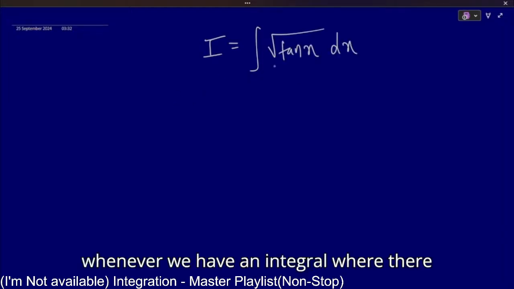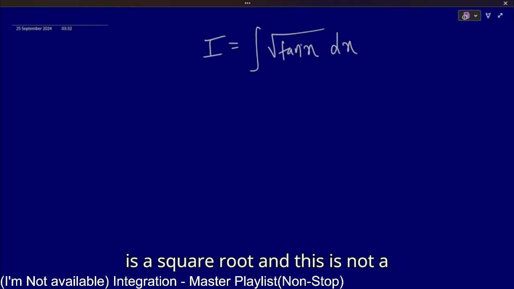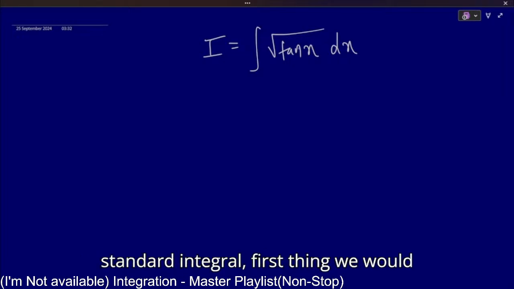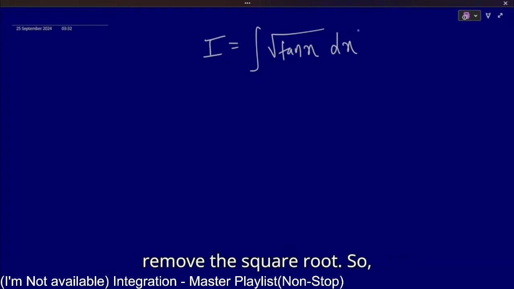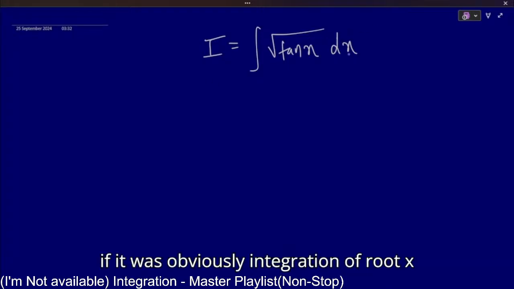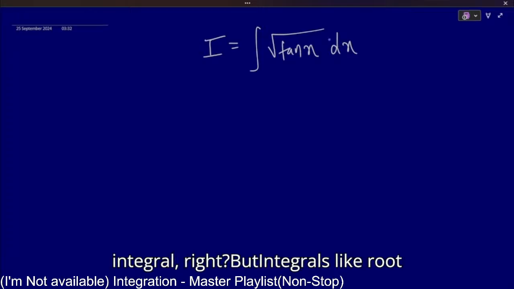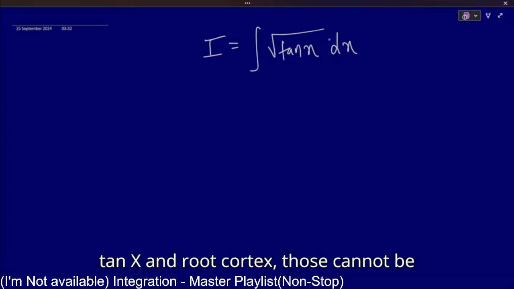Now whenever we have an integral where there is a square root and this is not a standard integral, the first thing we would like to do is find some way to remove the square root. If it was obviously the integration of root x dx, that would have been a standard integral, right? But integrals like root tan x and root cot x cannot be packaged like that.